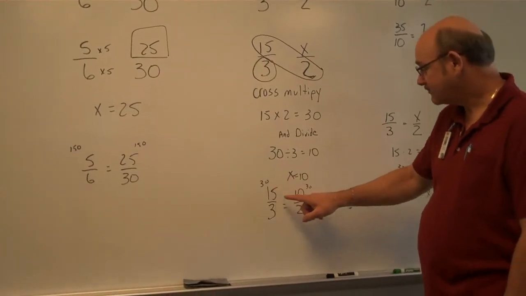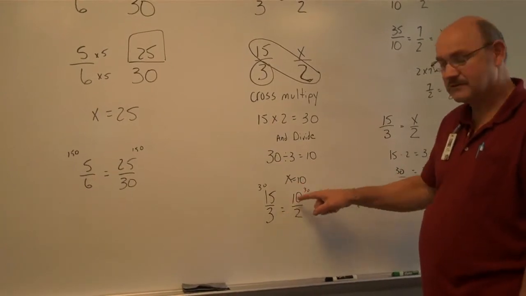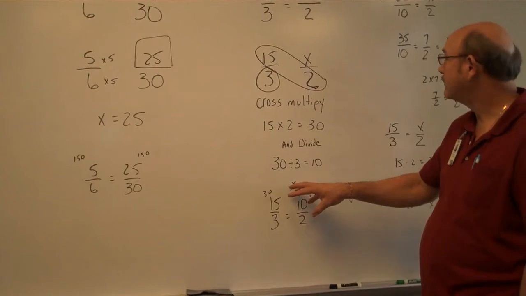No. Let's cross multiply to check it. 15 times 2 is 30. 3 times 10 is 30. This is an equivalent proportion. They are equal. So we know that they are proportional. Okay?